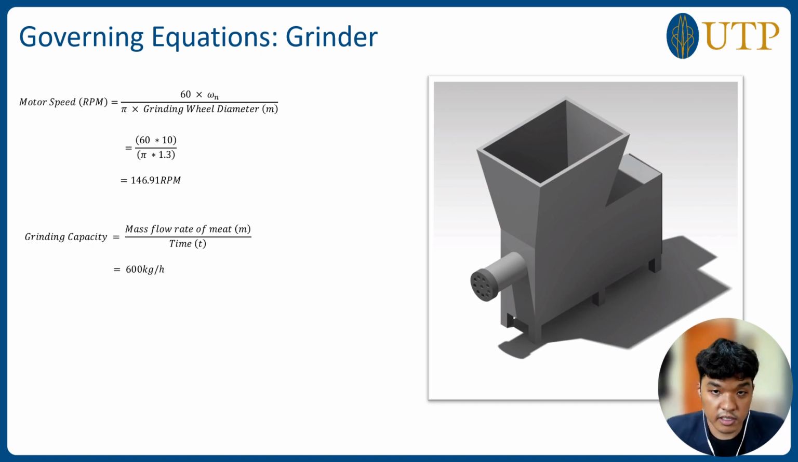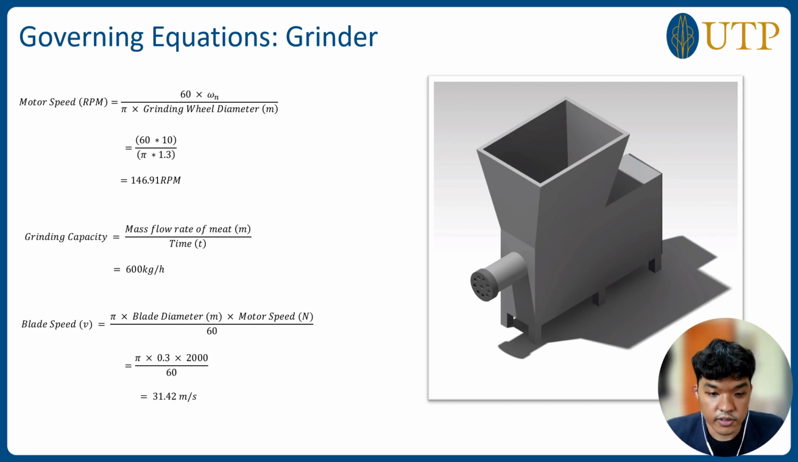For the next equation, grinding capacity, this equation relates the grinding capacity to two essential variables: the mass flow rate of meat and the time taken. The mass flow rate represents the amount of meat processed per unit time, while the time is the duration over which the meat is ground.